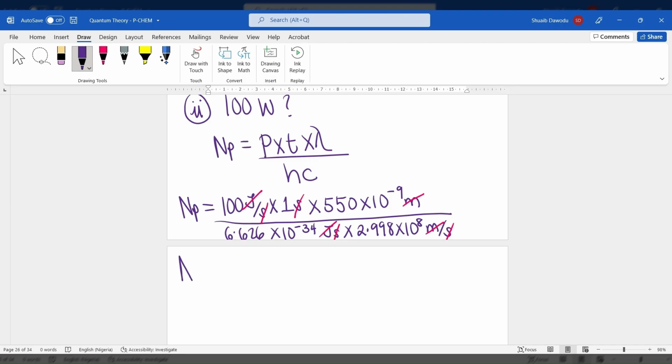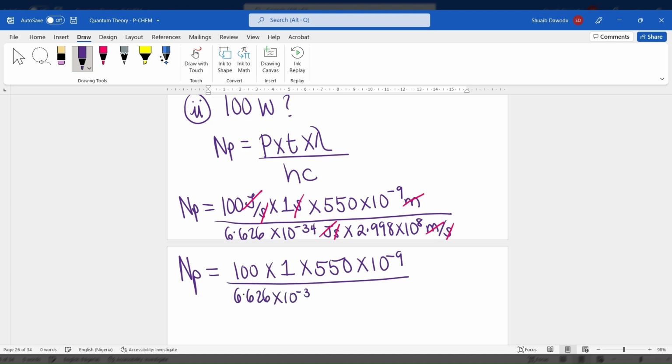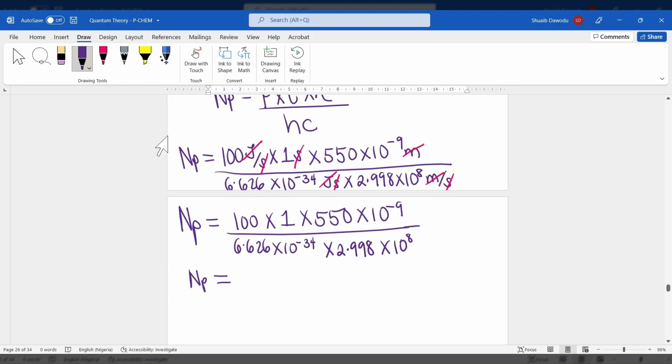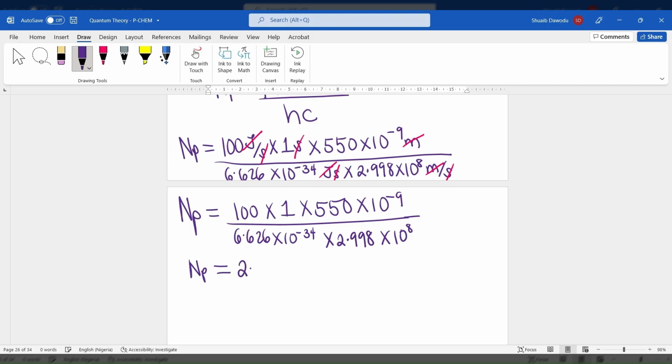So N_p just ends up becoming 100 times 1 times 550 times 10 raised to the power of negative 9, divided by 6.626 times 10 raised to the power of negative 34 times 2.998 times 10 raised to the power of 8. So yeah, this is it. The number of photons is equal to 2.768724 times 10 raised to the power of 20 photons.